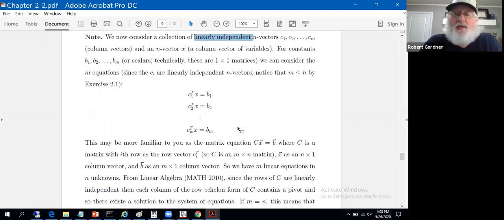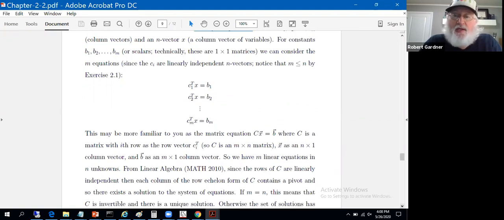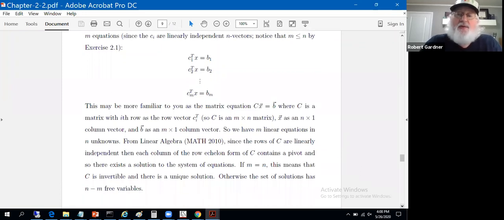Okay, let's go down here and see what that implies about the system of equations. We've got m linear equations and n unknowns. Since the rows of C are linearly independent, highlighted up here, that was how we started the conversation, with linearly independent vectors, those c1 through c sub m. So the rows of C are linearly independent because the rows of C are those vectors, c sub 1 through c sub m, transposed. Then each column of the row echelon form of C contains a pivot. They were linearly independent. Every column will have a pivot.